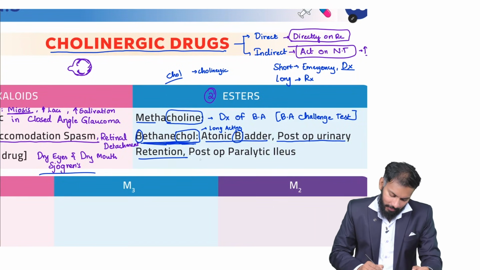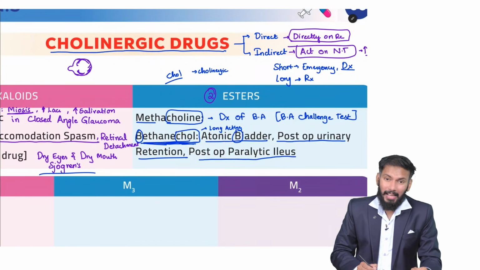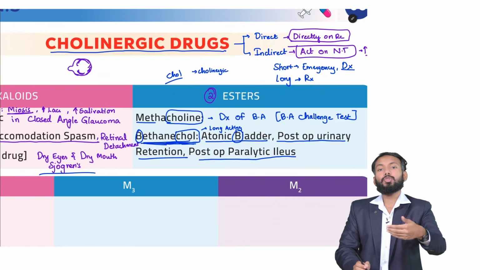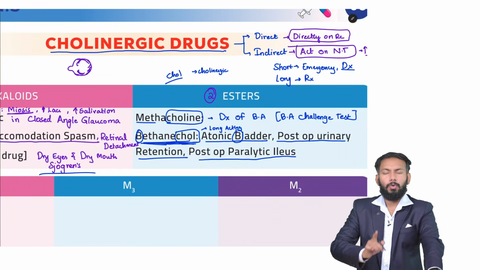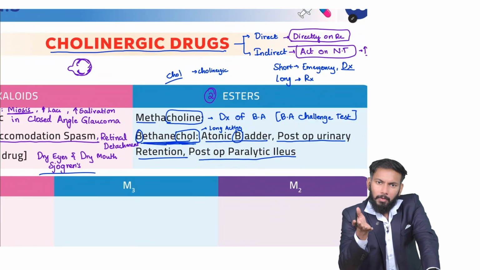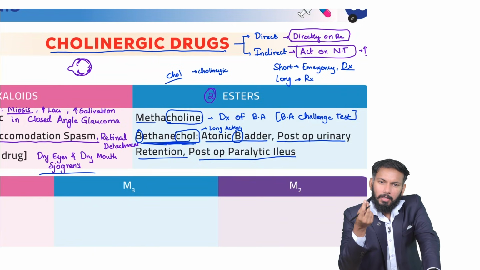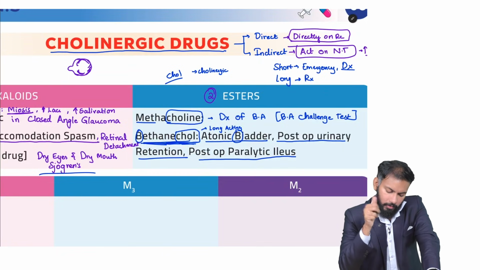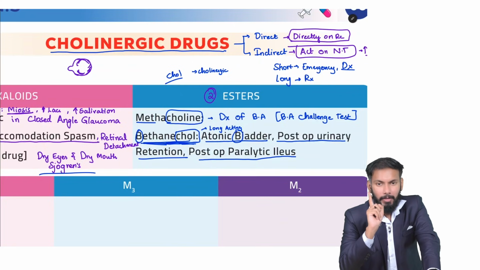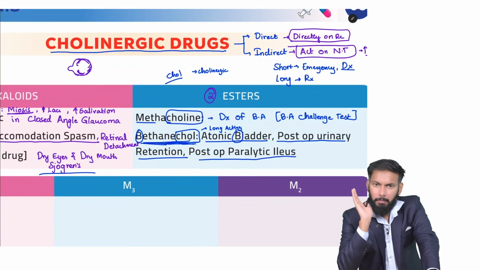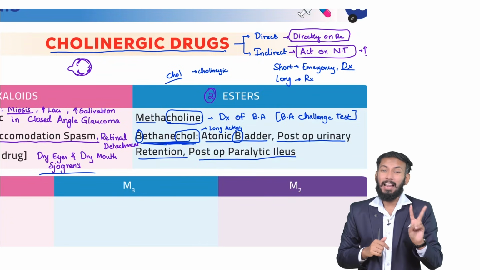Same thing, if it is happening in the gastrointestinal tract, we call it post-op paralytic ileus. So you have given anesthesia, now these muscles have not recovered, so there is what? Constipation. The person is not able to defecate. So if you give bethanechol, it will cause contraction of the gastrointestinal tract. So remember, B for B, bethanechol can be used in bladder problems. That's all. We have finished the alkaloids and esters.